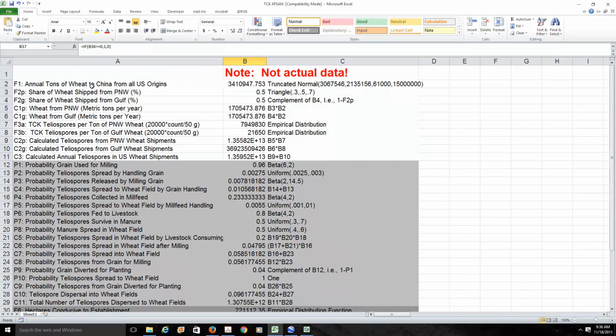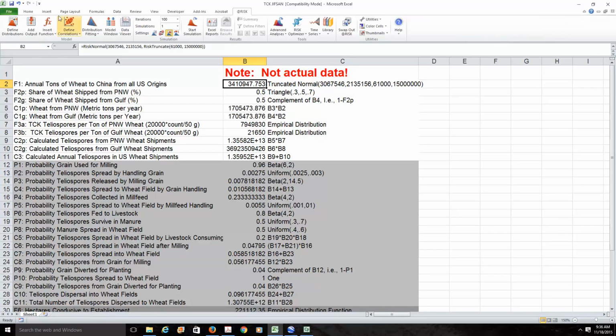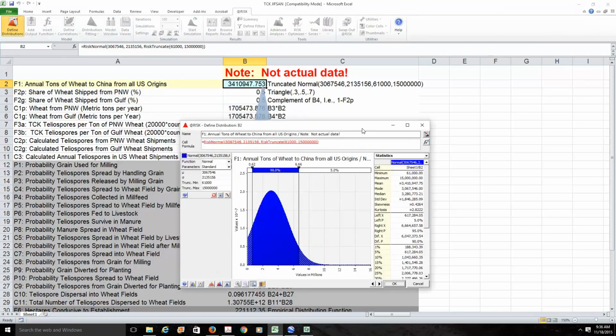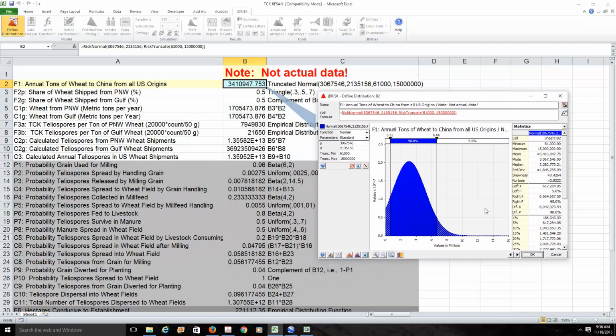The annual tons of wheat sent to China from all U.S. origins, this is a number that we don't know. This is in the pile of things that we don't know because it varies from year to year. So this is natural variability. You'll notice here that we have a normal distribution with a mean of about 3 million tons and a standard deviation of about 2 million tons. It's truncated at 0 because negative amounts of wheat are not possible.